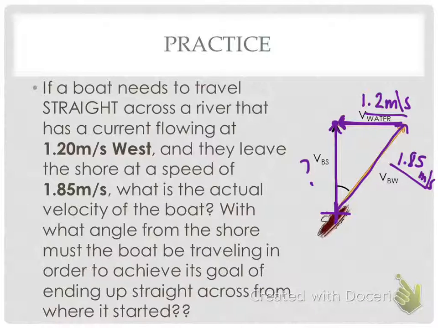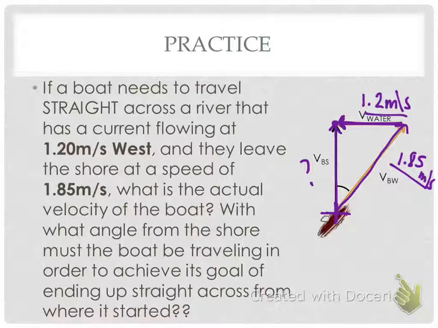And the subscripts here would be an example of what your book does. All this means is this is the velocity of the boat relative to the shore. This is the velocity of the boat relative to the water. So I'm leaving in the water at 1.85 meters per second, but if I was standing on the shore, this would be the actual velocity that I'm seeing here.